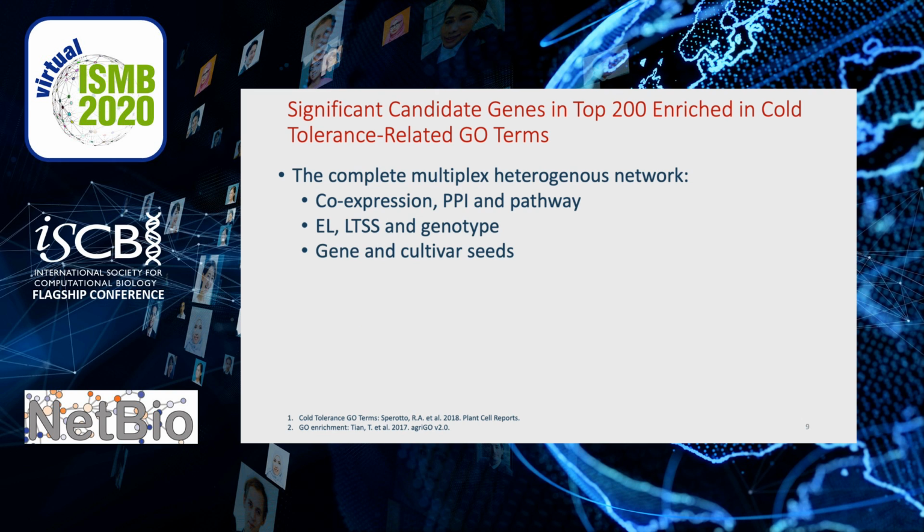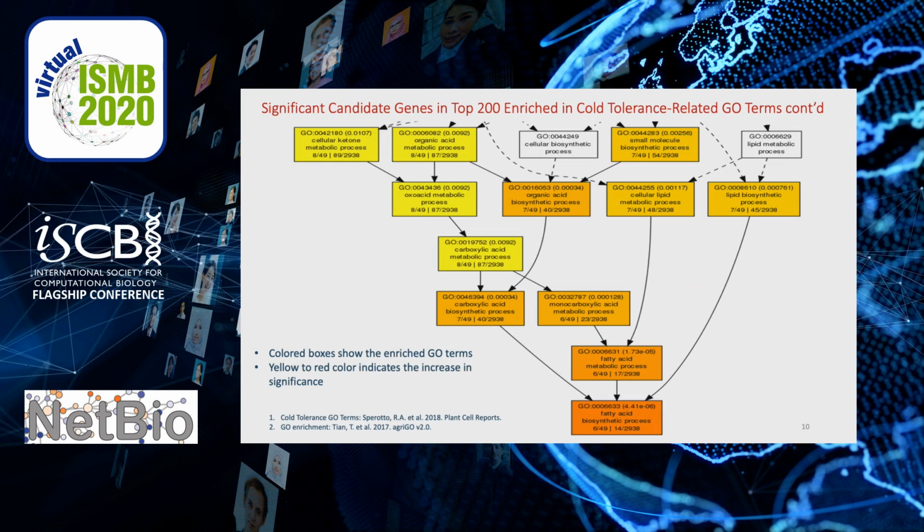Here, candidate genes are GWAS output genes, and significant genes are the ones that have empirical p-value less than 0.05. We used a multiplex heterogeneous network of 3 gene layers and 3 phenotype layers. For the complete multiplex heterogeneous network, we used gene and cultivar seeds from literature and the phenotype experiment data. As a negative control, we used the bottom ranked genes for enrichment also, and they were enriched in no GO terms.